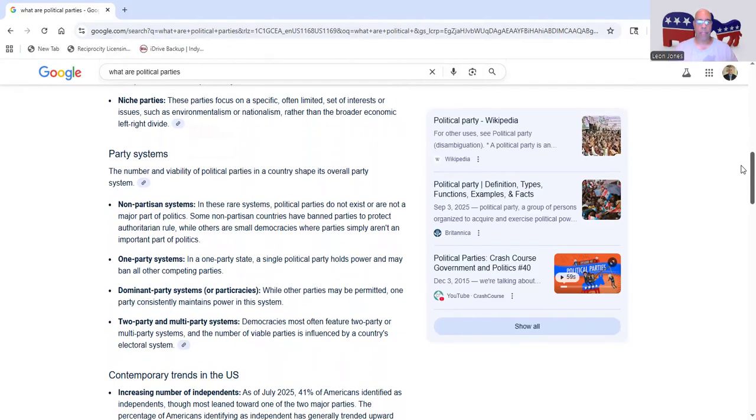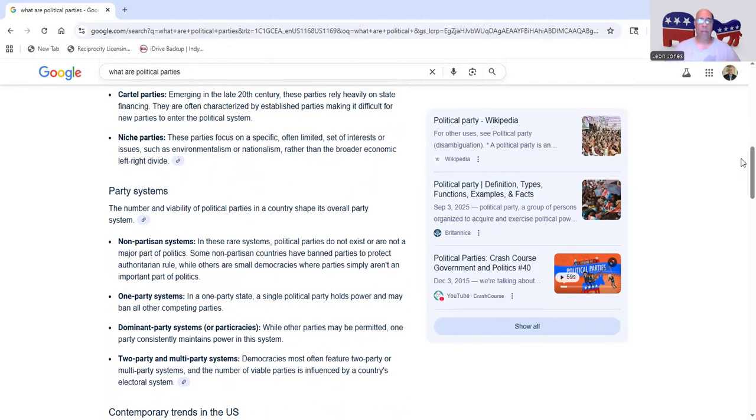Then there are party systems. The number and viability of political parties in a country shape its overall party system. Now, we have nonpartisan systems. In these rare systems, political parties do not exist or are not a major part of politics. Some nonpartisan countries have banned parties to protect authoritarian rule, while others are small democracies where parties simply aren't important parts of politics.